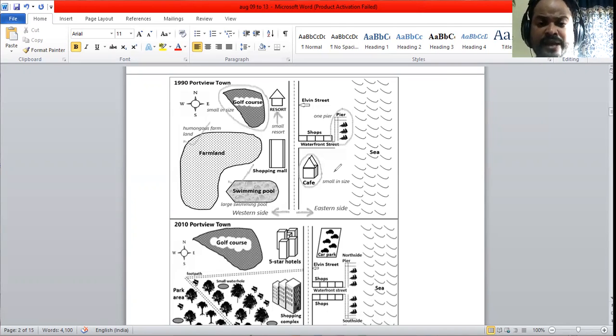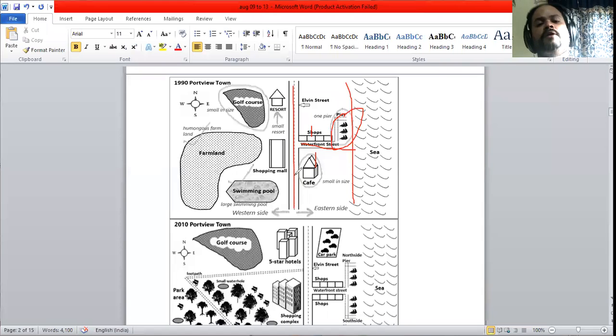On the eastern side, we have a seashore here. It has access to the sea, and the Waterfront Street gave access to the sea. We have shops to its north, and to its south there is a cafe. We have a pier here. Elvin Street separated the town into east and west, east Port View and west Port View.